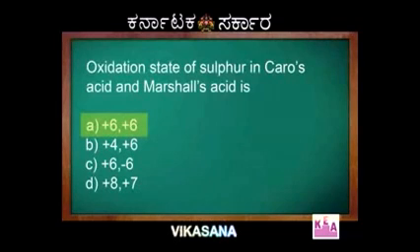I would like to repeat this once again. Caro's acid H2SO5 is read as peroxomonosulfuric acid, whereas Marshall's acid is peroxodisulfuric acid.